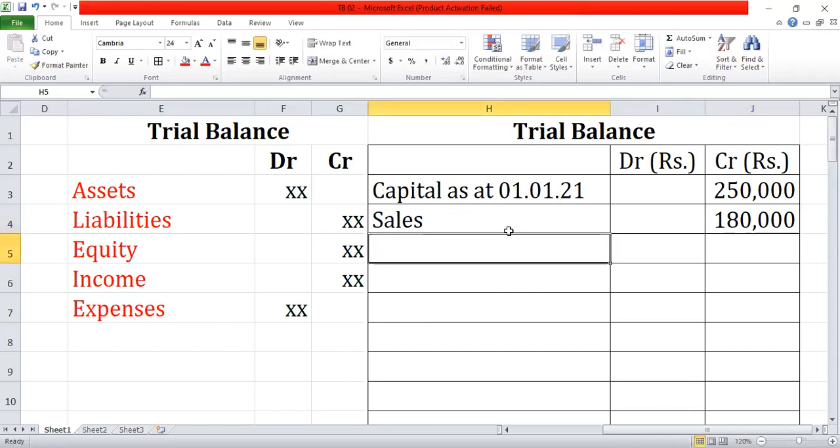Listen to me. This is not a ledger account. It is just a statement with two columns, debit and credit. In the debit column, what can we record? The balances of assets and expenses. In the credit column, liabilities, equity, income.